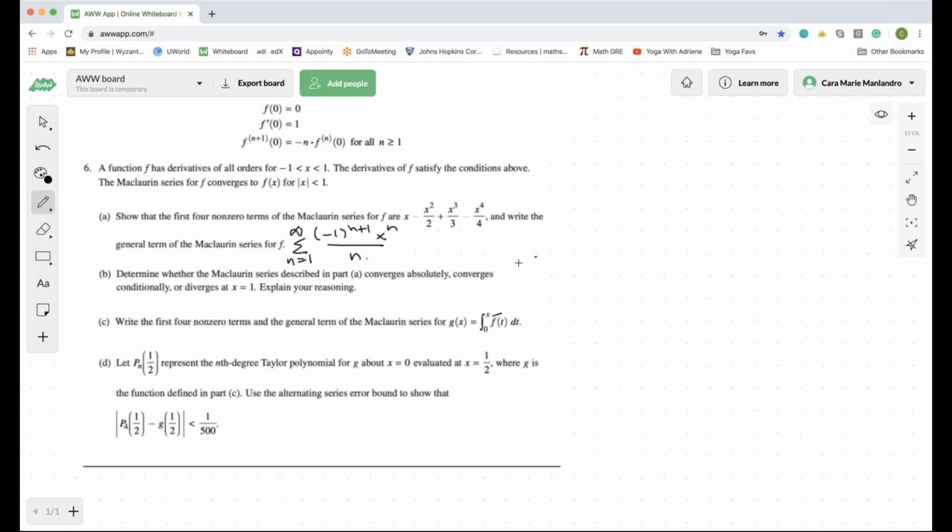All right, so if x is equal to 1, I get the sum n equals 1 to infinity of negative 1 to the n plus 1 over n. So what do I do with this? So everybody agree that this is a harmonic series? All right, so this is a harmonic series, which is not going to converge absolutely, because the 1 over n diverges.